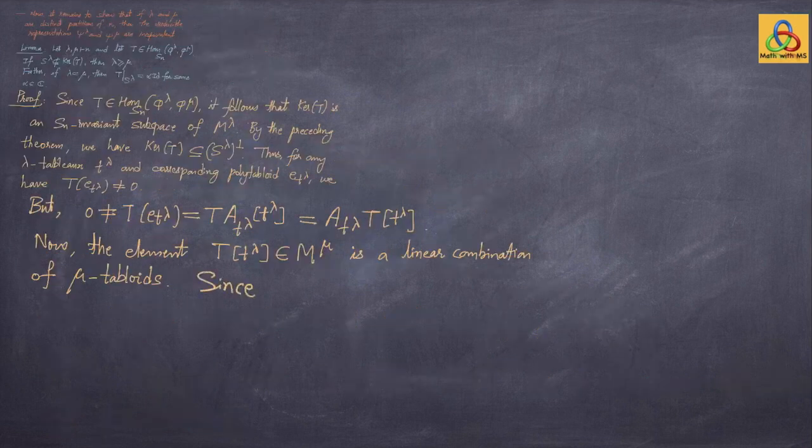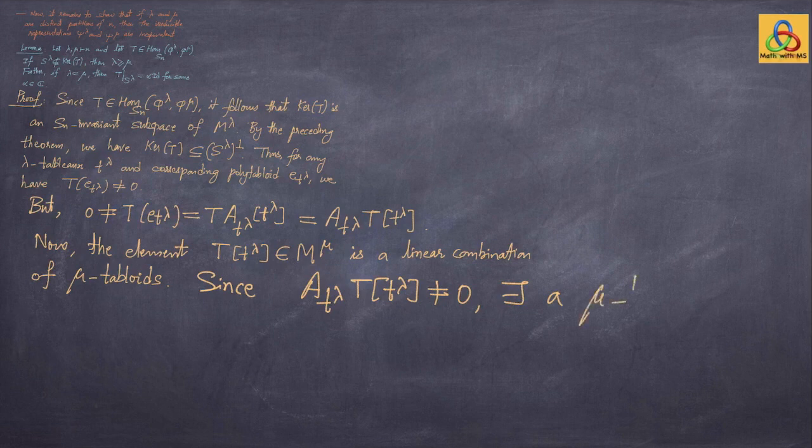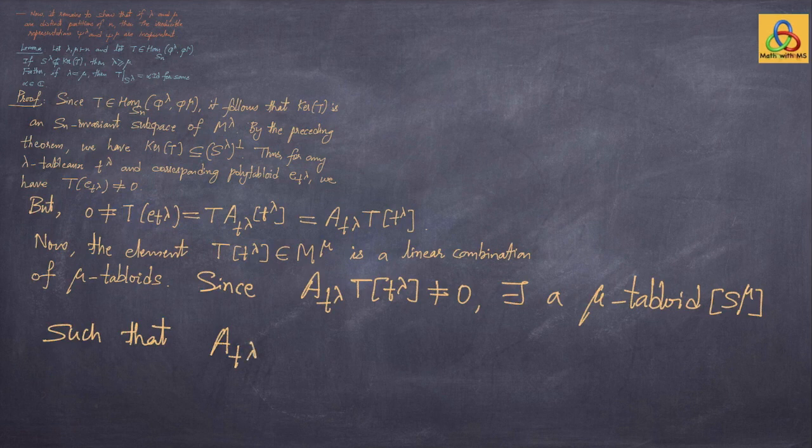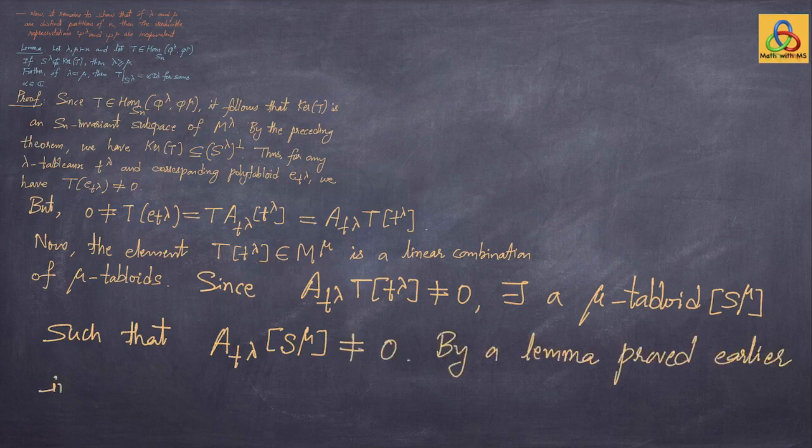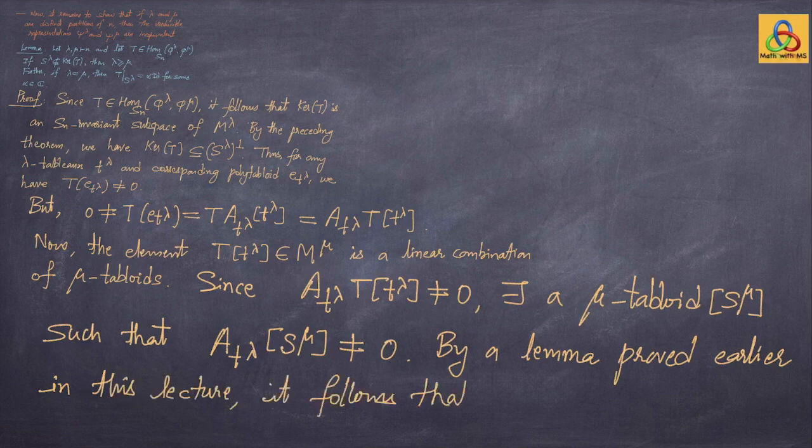Now since A of T lambda acting on T of this lambda tabloid T lambda is not equal to 0, there exists a mu tabloid S mu such that the operator A T lambda acting on this mu tabloid S mu is not equal to 0. By a lemma proved earlier in this lecture, it follows that the partition lambda is bigger than or equals to the partition mu. This is what we wanted to prove.